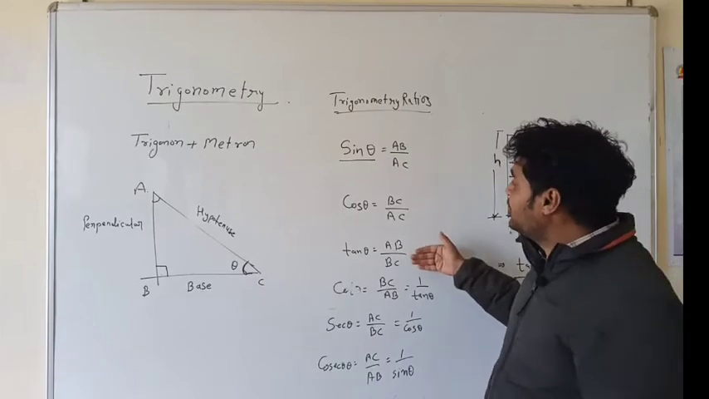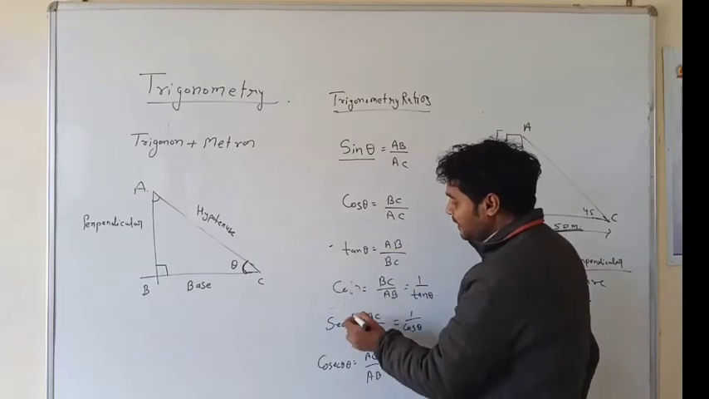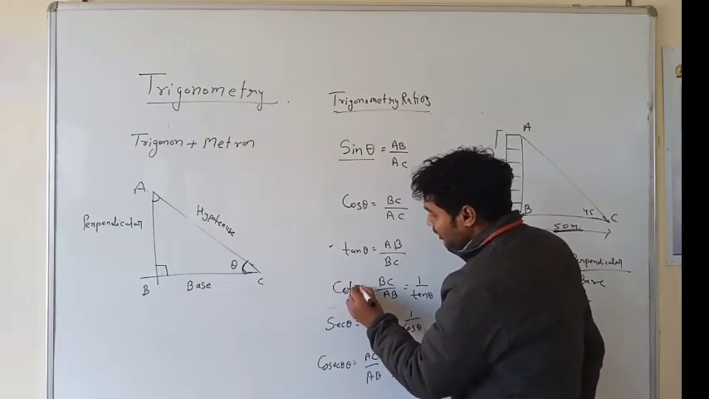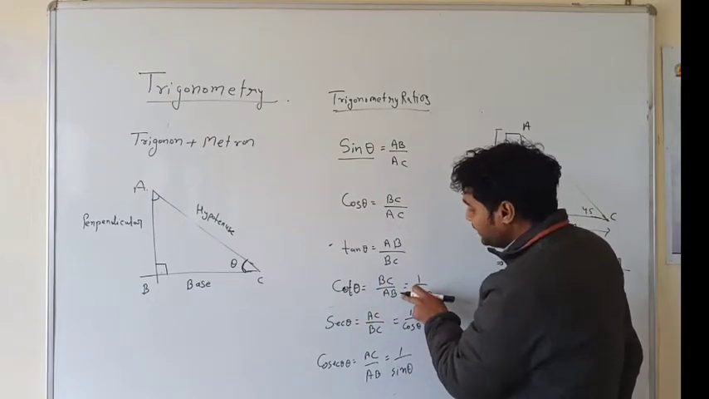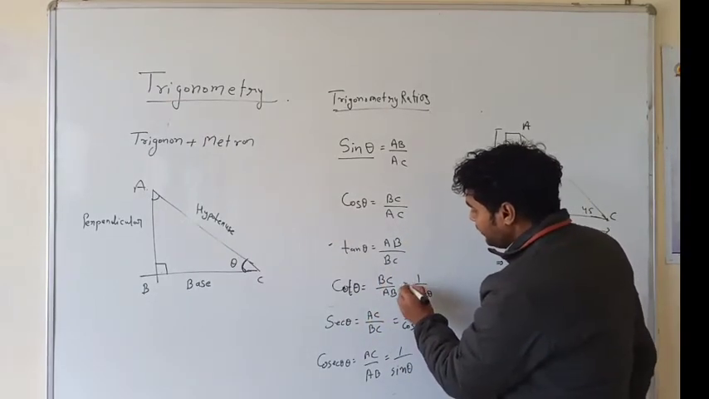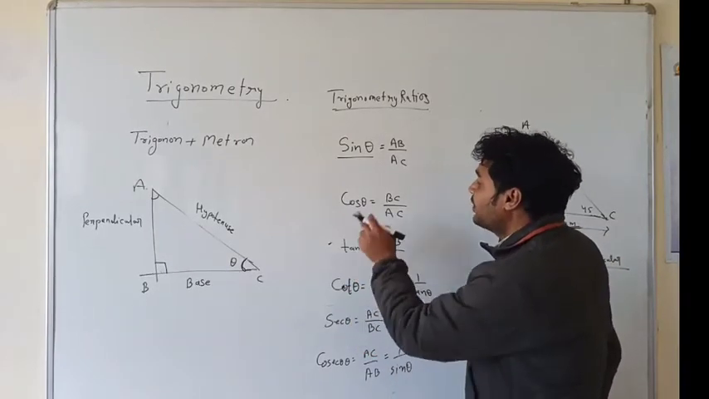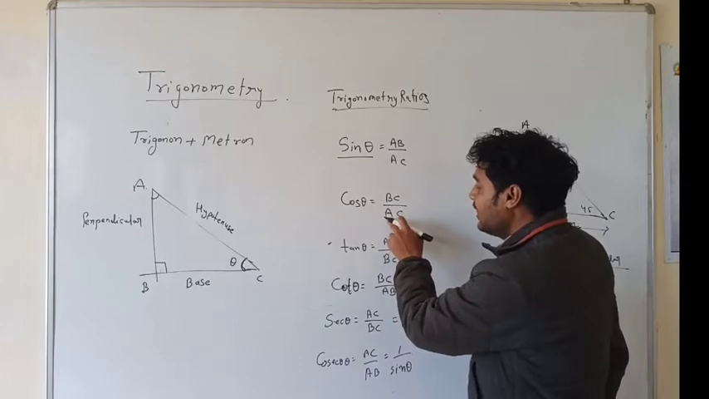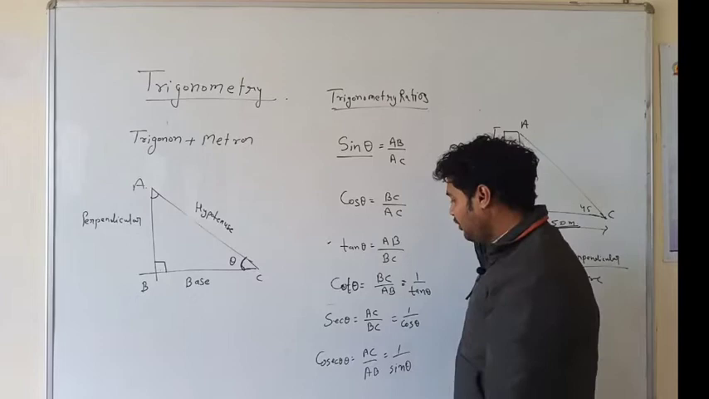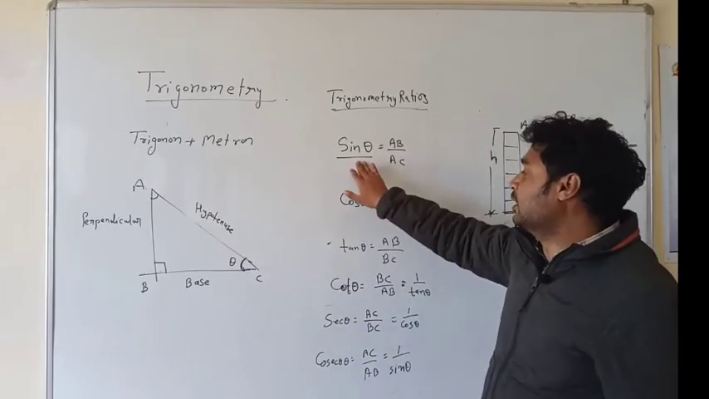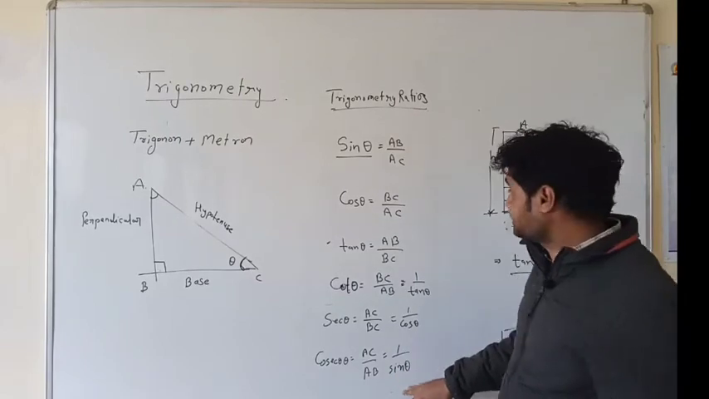Their reciprocal relations will also exist. So we can say the reciprocal of tan theta will be cotangent, and this can be written as BC upon AB, or 1 upon tan theta. Similarly, sec theta will be the reciprocal of cos theta, meaning AC upon BC. Similarly, cosec theta will be the reciprocal of sin theta, meaning AC upon AB, or we can write 1 upon sin theta.